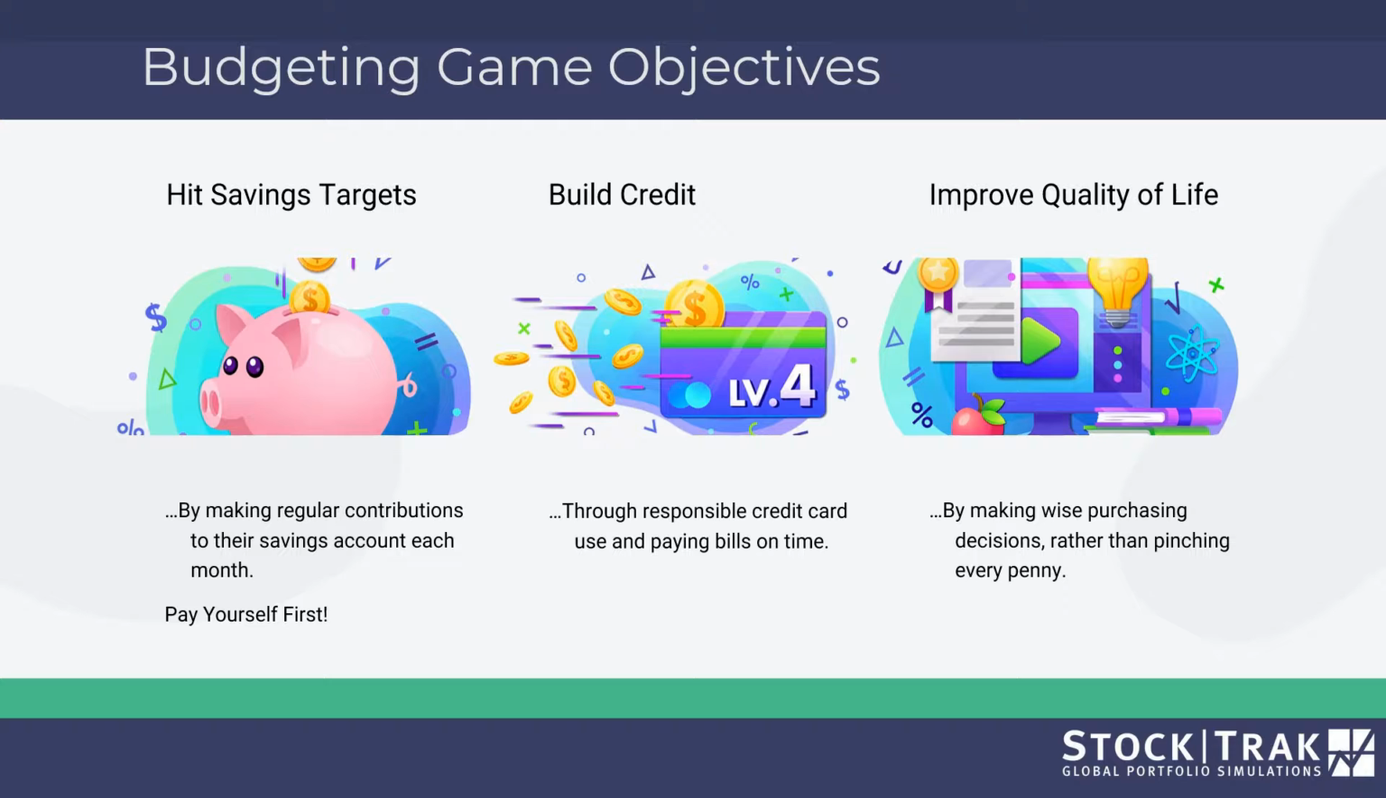The objectives of the budgeting game are for your students to hit their regular savings targets each month by contributing money out of each paycheck. The main goal of the game is to learn the pay yourself first saving strategy by taking money out of every paycheck. We also teach students how to build credit through responsible use of their credit card and by paying bills on time. Students can build their credit throughout the game at an accelerated pace to see how different types of actions they take in real life can impact their credit score as they move forward.